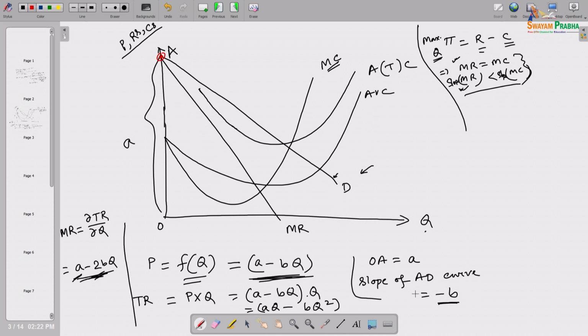And what is the implication of the slope being double? In this way, for every possible price we can think of, this distance is basically half of this distance.